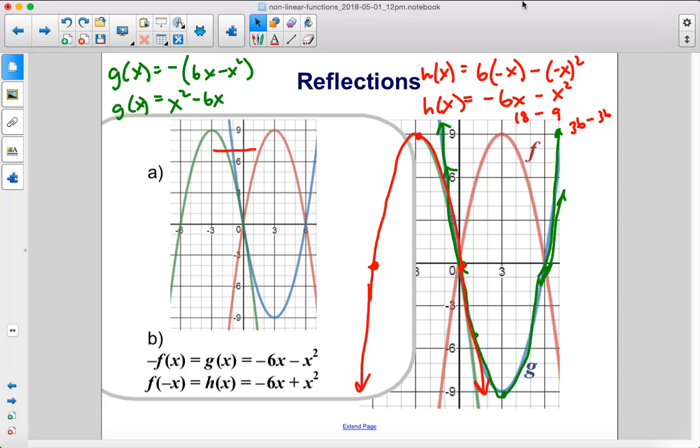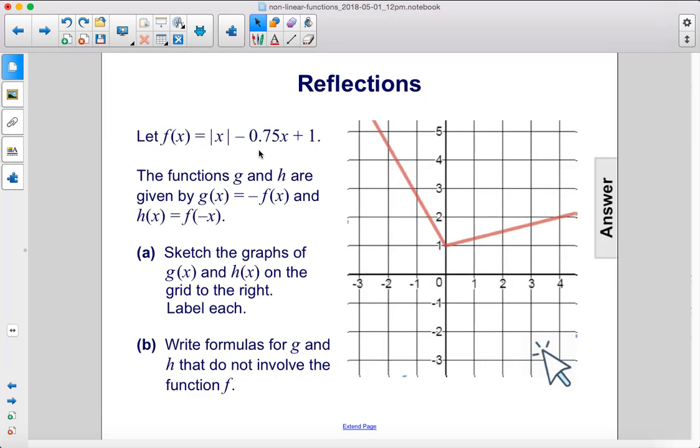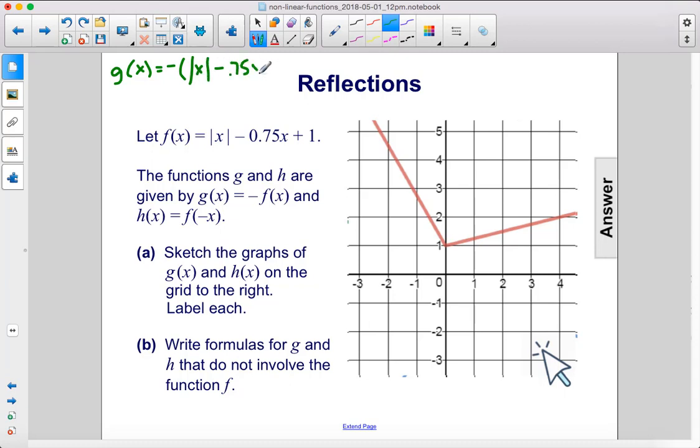There we go. Let f of x equal the absolute value of x minus 0.75x plus 1. The functions g and h are given by g of x equals negative f of x and h of x equals f of negative x. Sketch the graphs and write formulas. Let's write the formulas first. So we have g of x, which equals negative f of x. So we have negative and then everything in here: absolute value of x minus 0.75x plus 1. So we can distribute that negative sign. We get negative absolute value of x plus 0.75x minus 1 as our g of x.